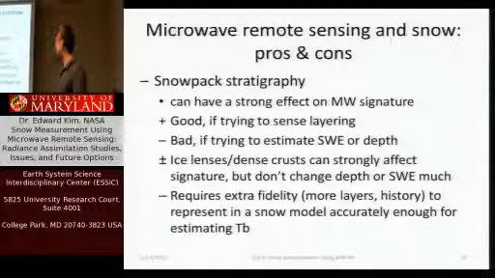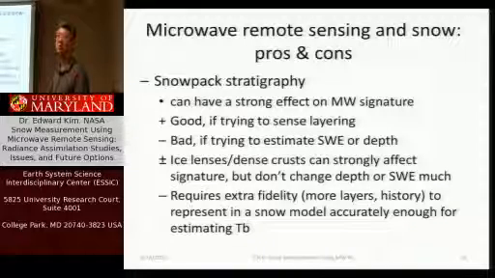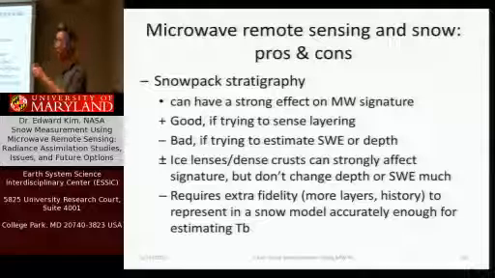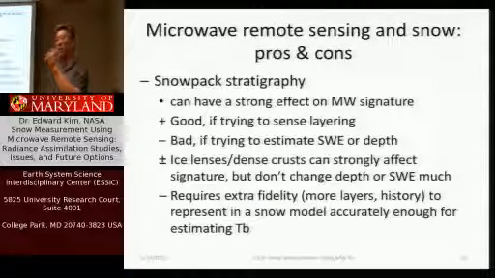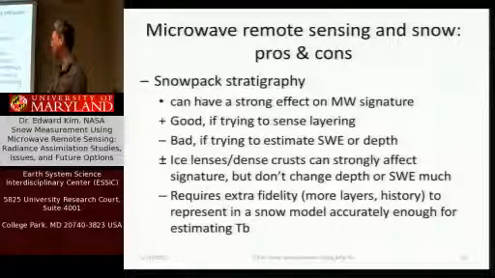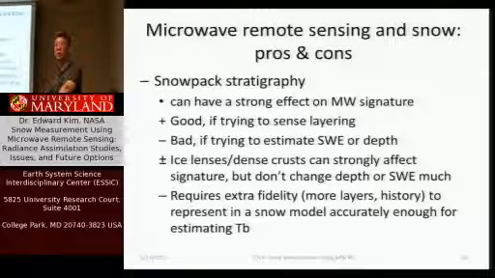The way to deal with it, if you're trying to model it, is of course you need more fidelity in your model. You need more layers. You need a way to deal with the history of the snowpack, because that's one of the ways that your model can predict when an ice layer will or will not form and what the density of that is. So that just means your model has to become that much more complicated or that much more sophisticated.